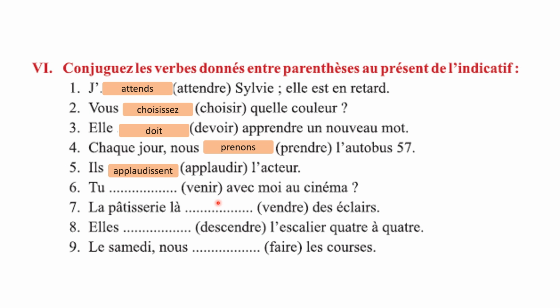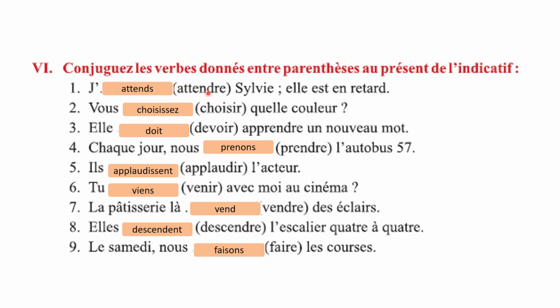Venir, you should have memorized by now. Tu viens. Third person singular: remove the RE, add nothing. Descendre, regular RE verb. Remove the RE, and for ils, plural, add ENT. Faire, irregular, faisons. D'accord?